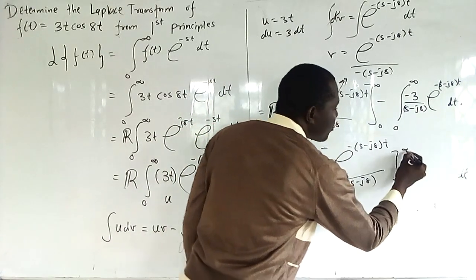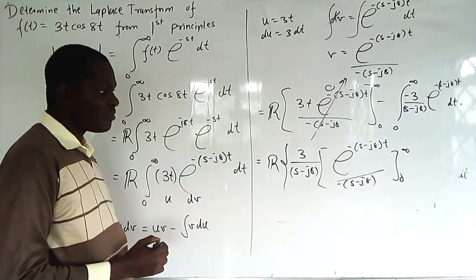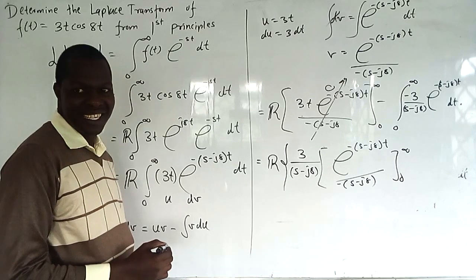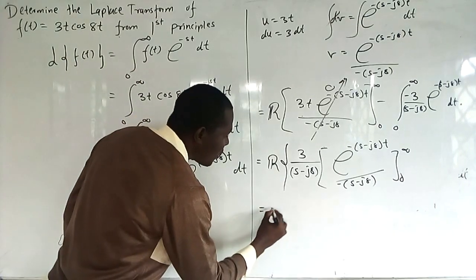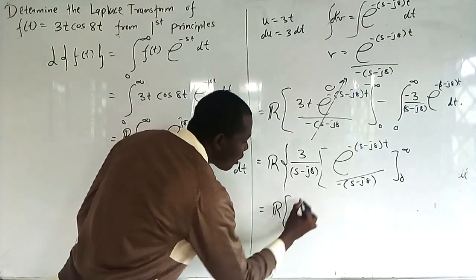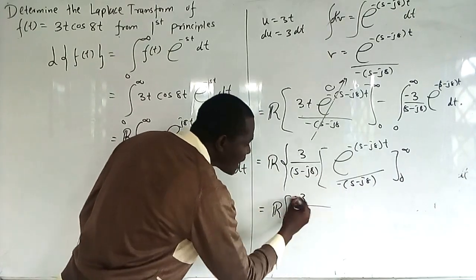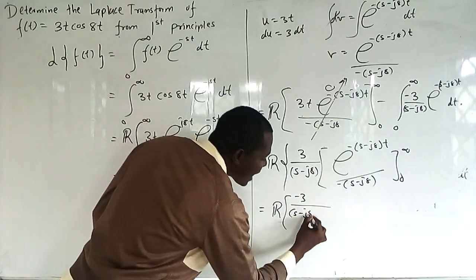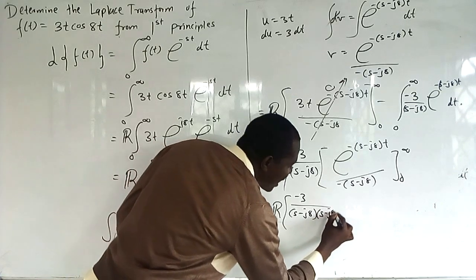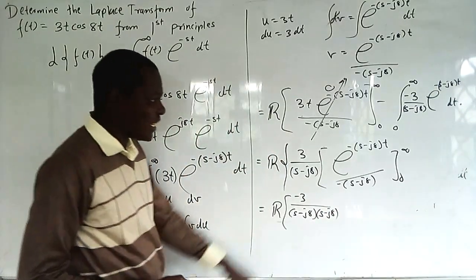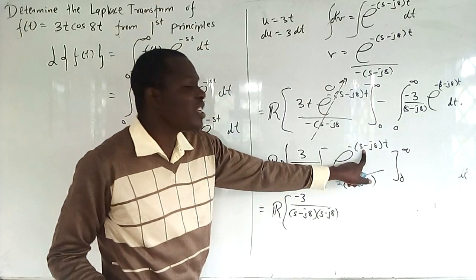Then you put your limits from 0 to infinity. Are you seeing that? Yes. So what do we have here? We are now looking for the real part of 3 over 3 times negative is negative 3 over s minus j8 into s minus j8, isn't it? Yes. Then when you substitute infinity, you get 0.